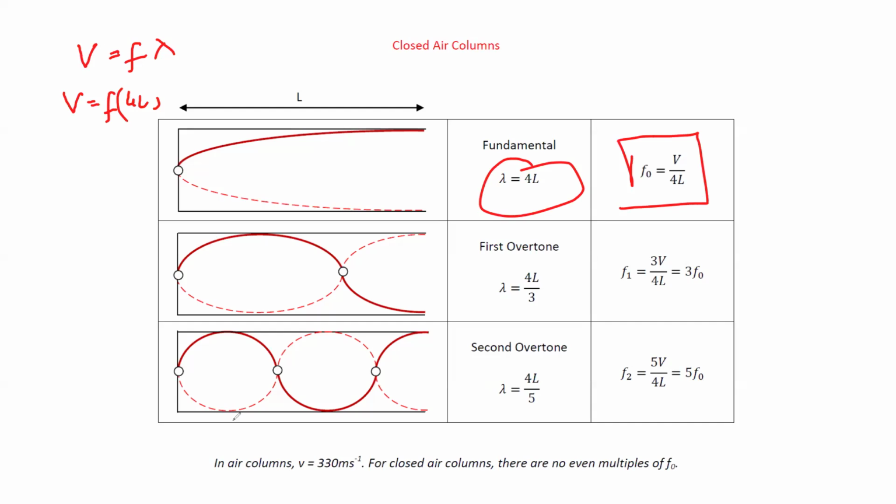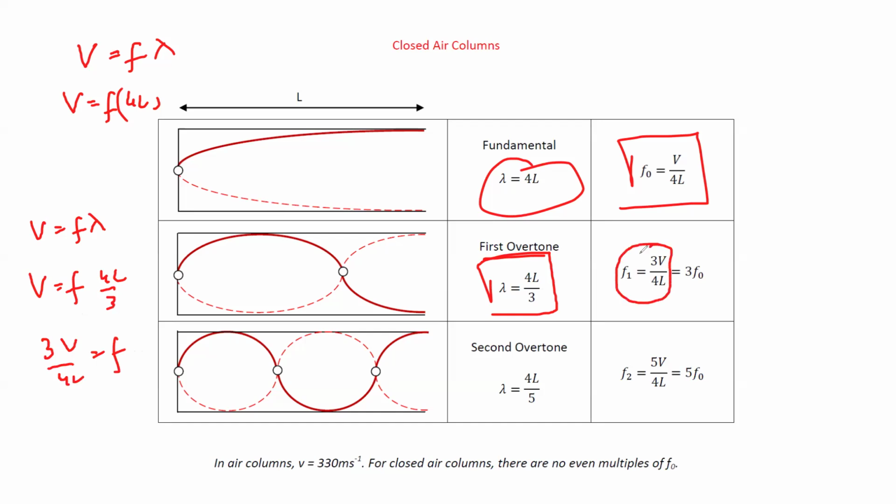If it is vibrating in two loops, as you can see here, the wavelength is 4L by 3. So if we substitute in the formula V equals F lambda, V is the speed, F is the frequency, and lambda is 4L by 3. So if we simplify, it will be 3V over 4L. That is F. So that is 3V over 4L. That is the frequency.